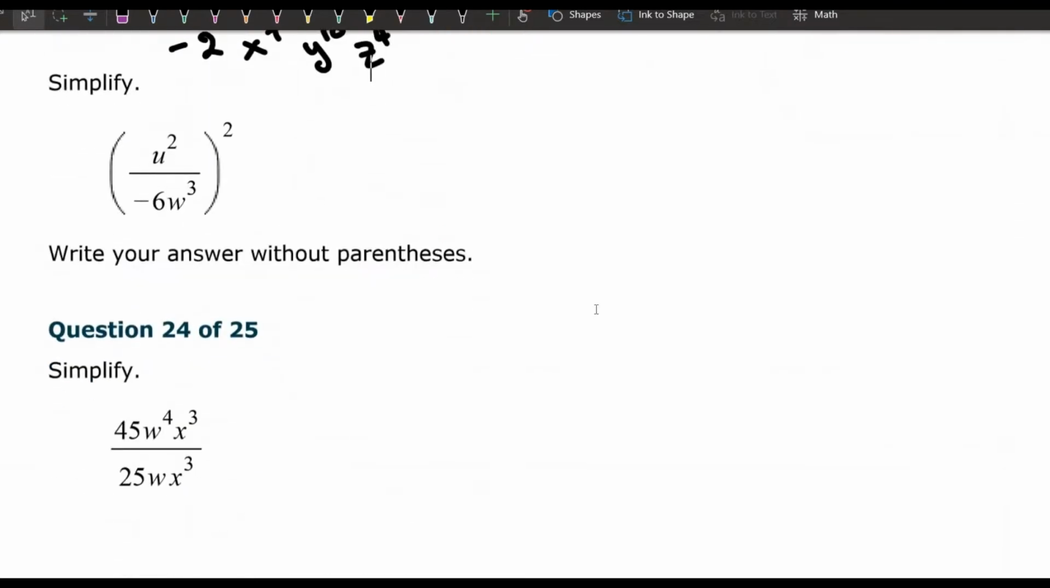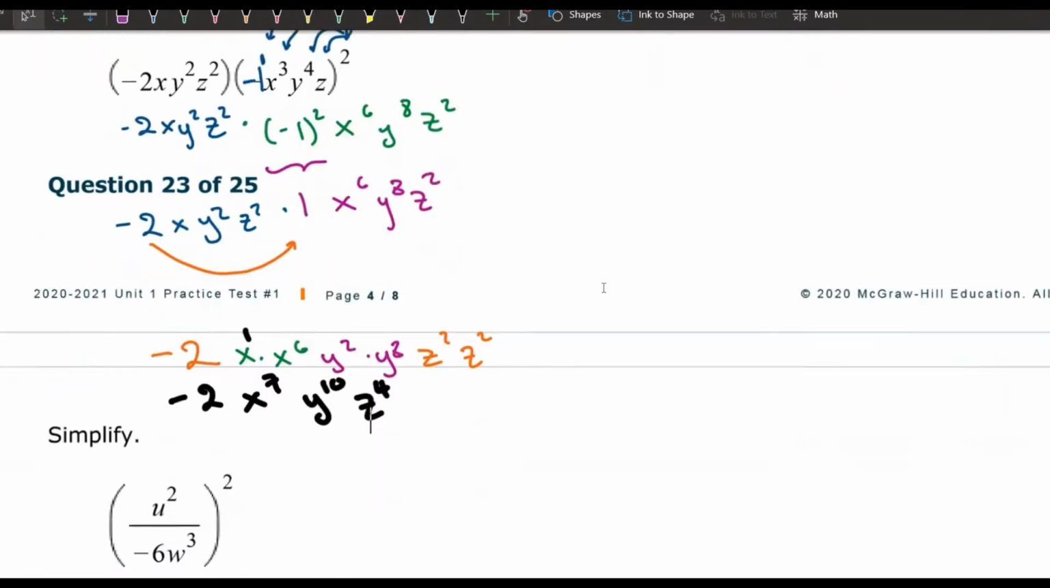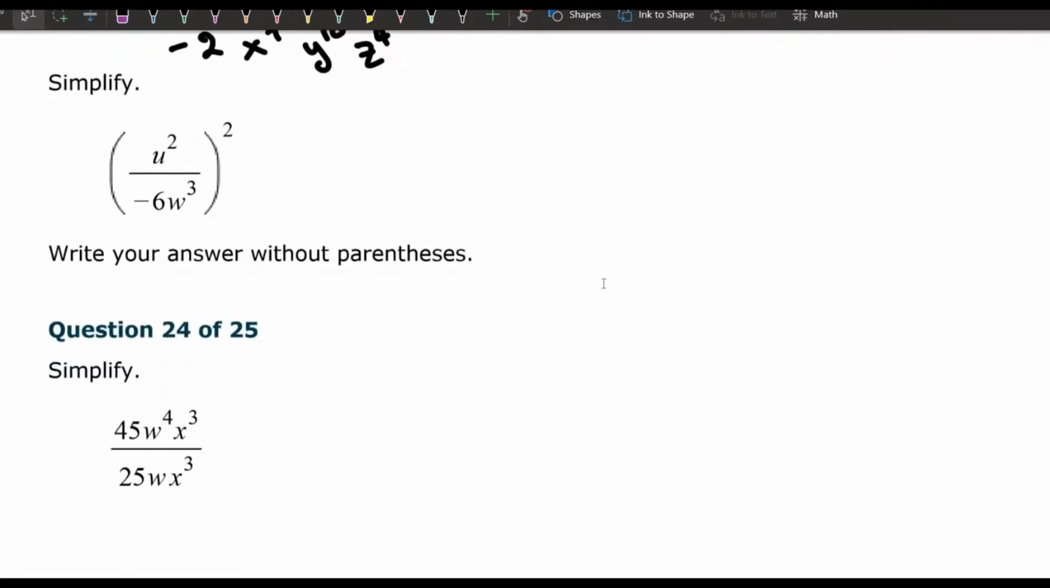Okay, now that's problem 22. Problem 23. We have u squared, we have negative 6w to the third, the whole thing raised to the second power. So you have a power outside of the parenthesis, so we're going to distribute it in. Don't forget the 6 is 6 to the first power. You have to multiply 2 with the 1.